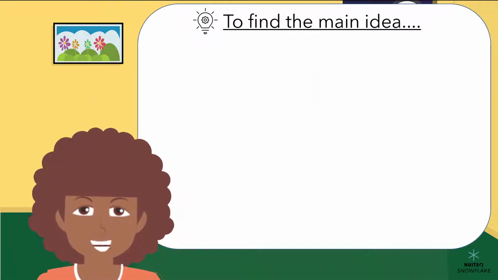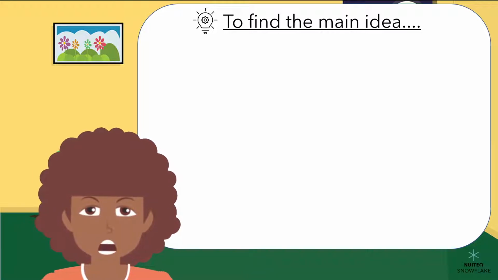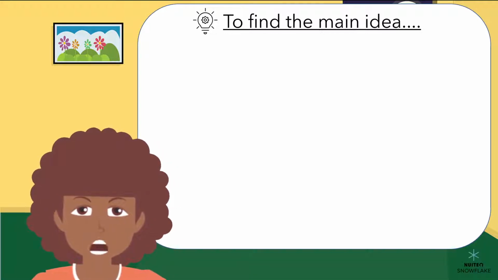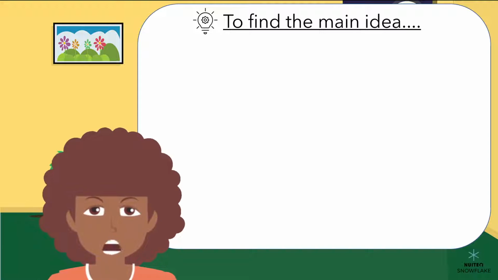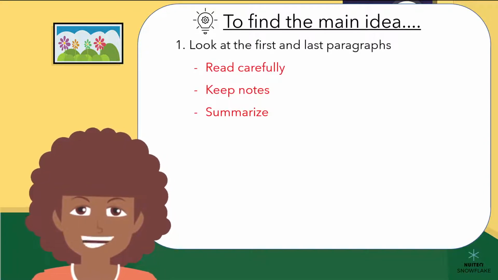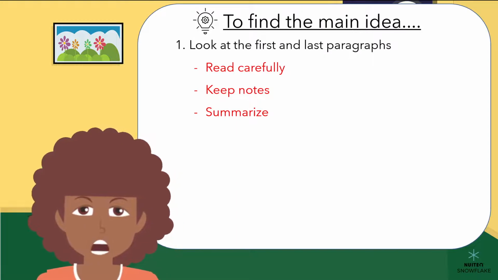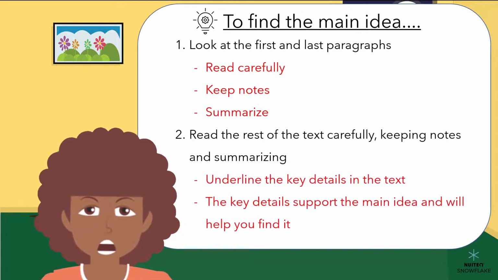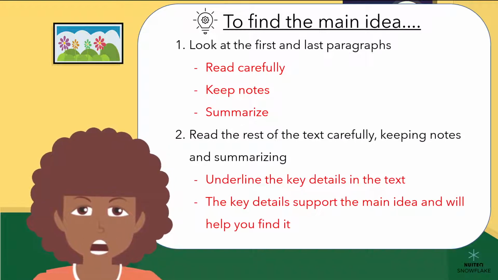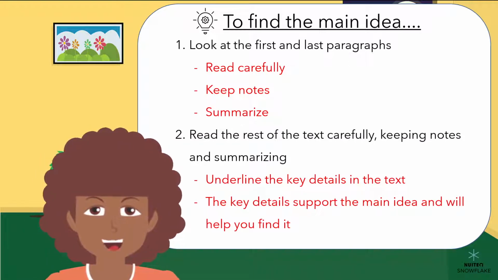Finding the main idea can be tricky before you've learned how to do it. Many authors put the main idea in the first paragraph, or in the last one. So I always begin by reading those two paragraphs very carefully, keeping notes, and summarizing them in my head. If I can't find the main idea there, I keep reading the rest of the text in the same way.